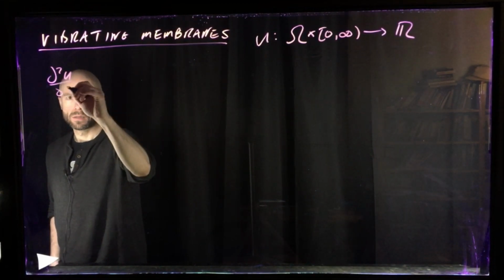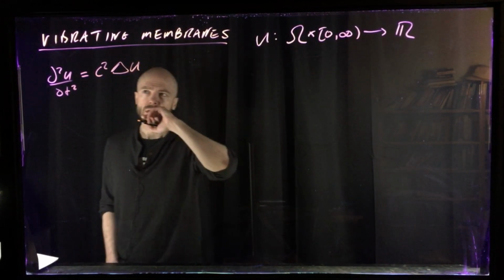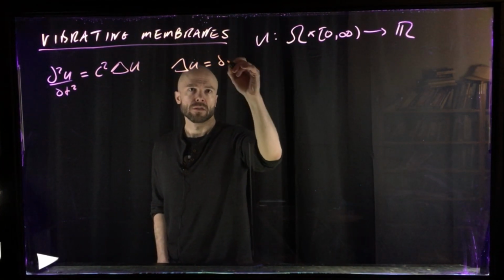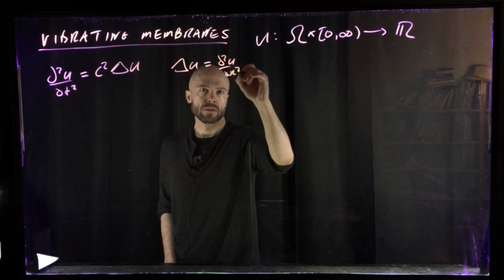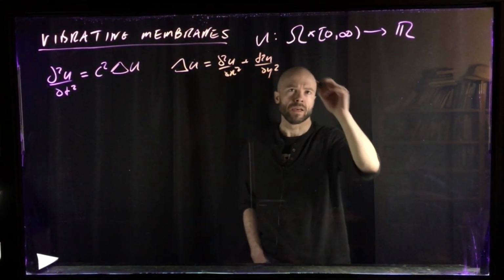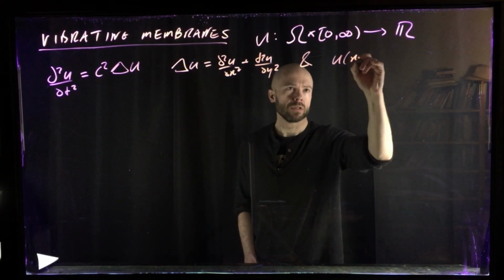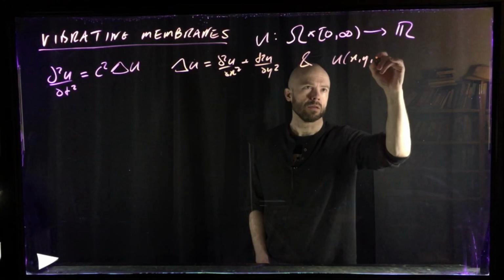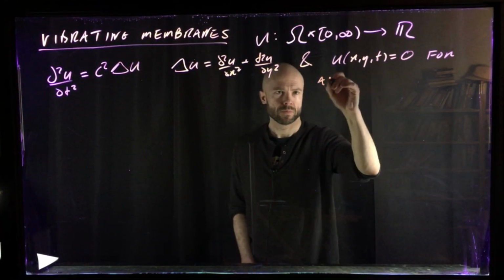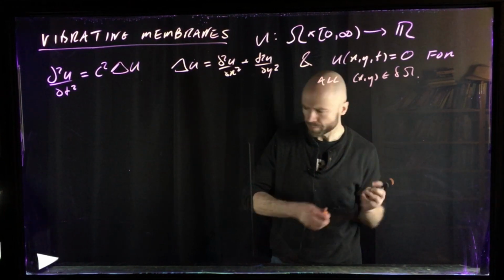So it's the wave equation that we've seen before, like this, where, again, the Laplacian is given by this, and we'll have boundary values that u of x, y at time t will be equal to 0 for all x, y, which are in the boundary of the region, like this.